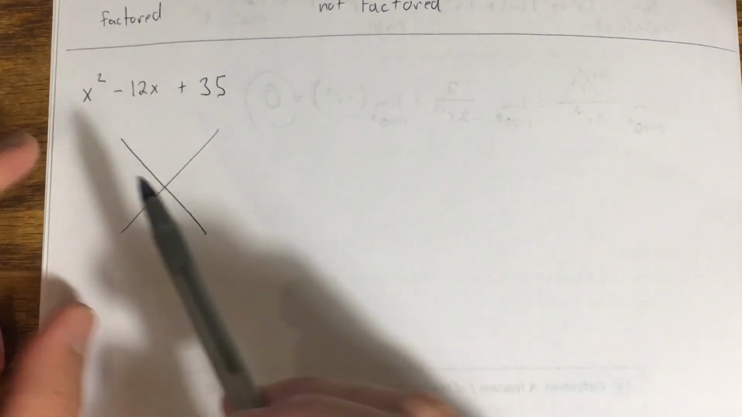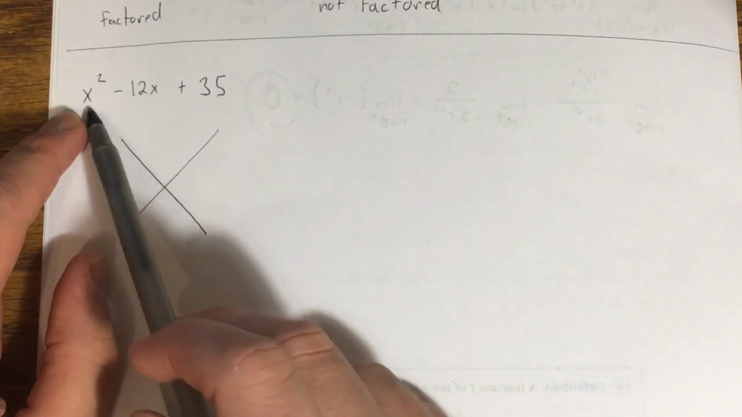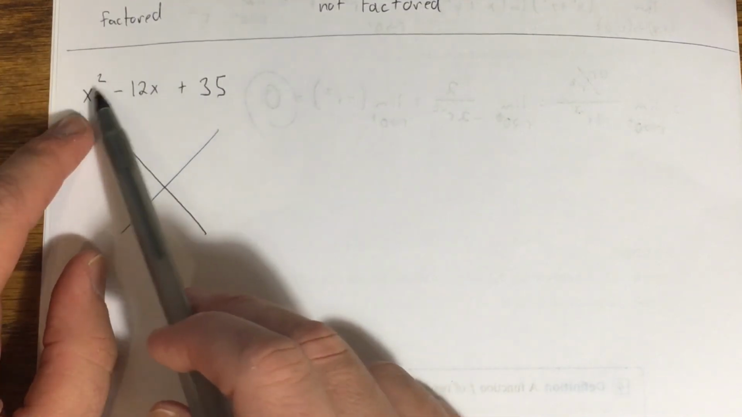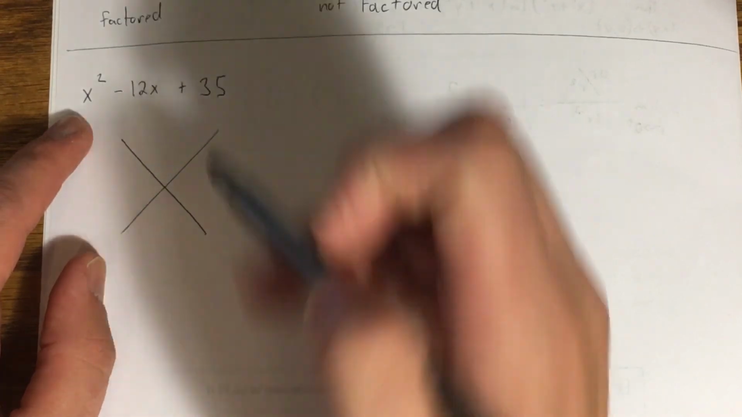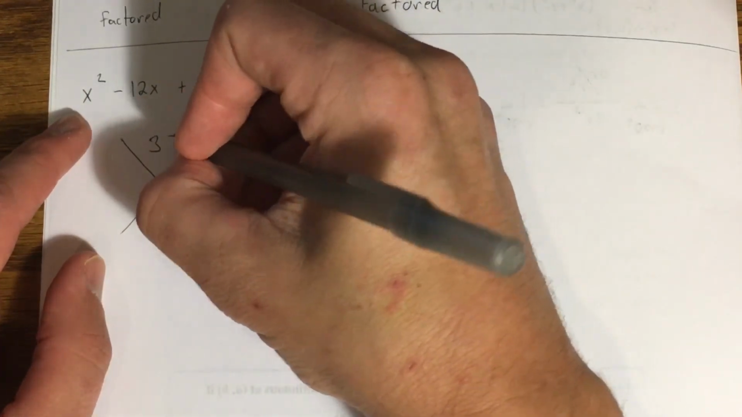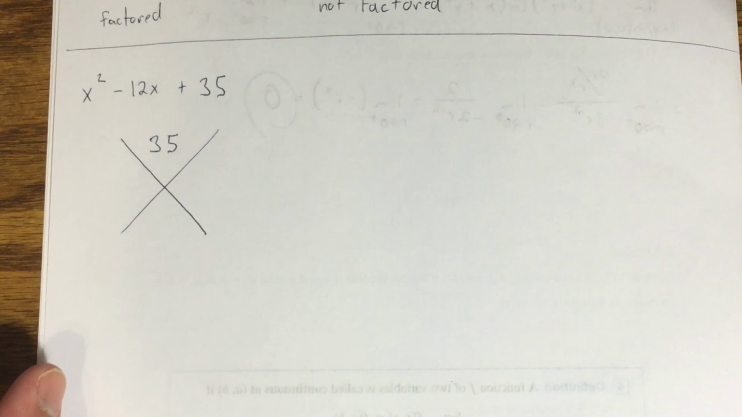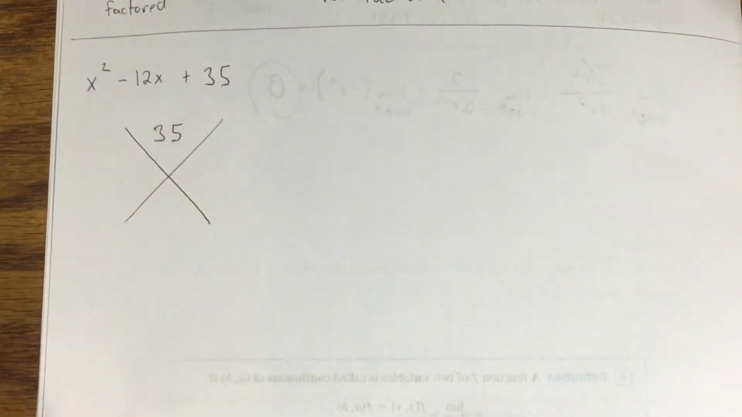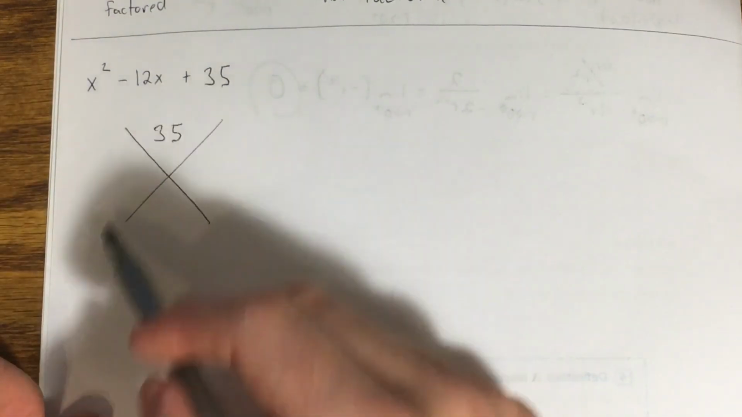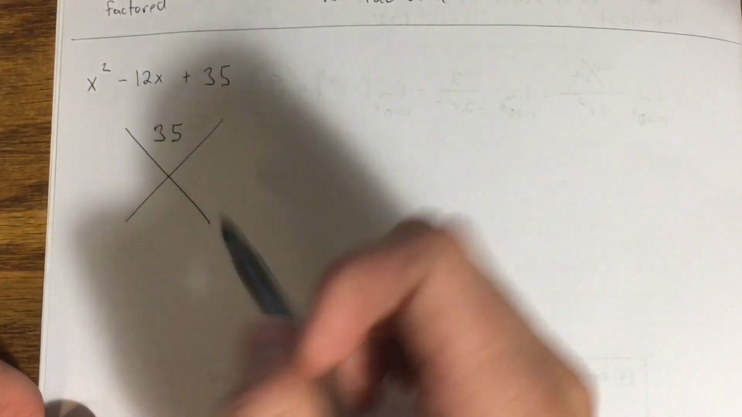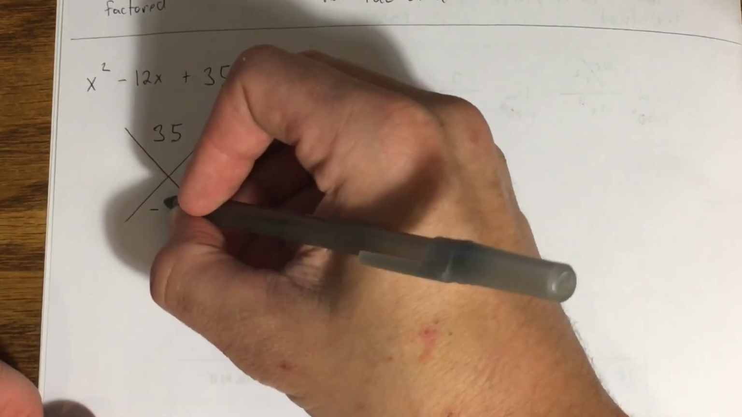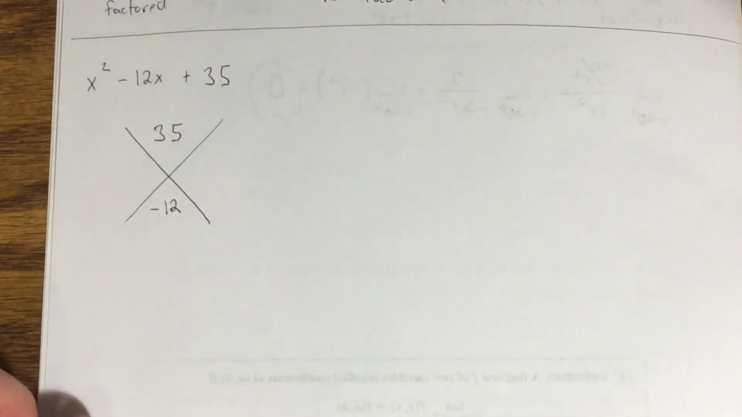So the way the diamond method works is if you have a quadratic of this form, x squared minus 12x plus 35, you take your constant term, which is 35, and you put it up at the top little sector of this big x shape here. Then you take the coefficient on your x term, which is a negative 12, and we put that down there.